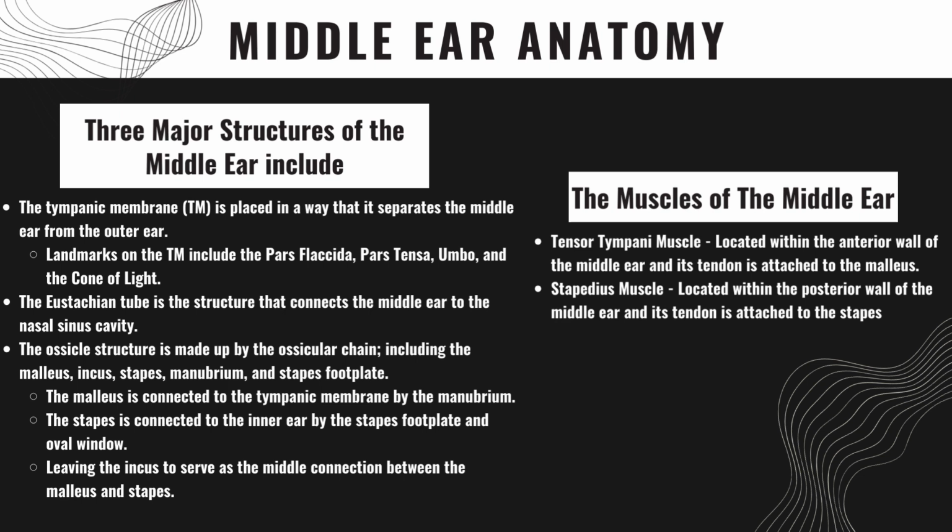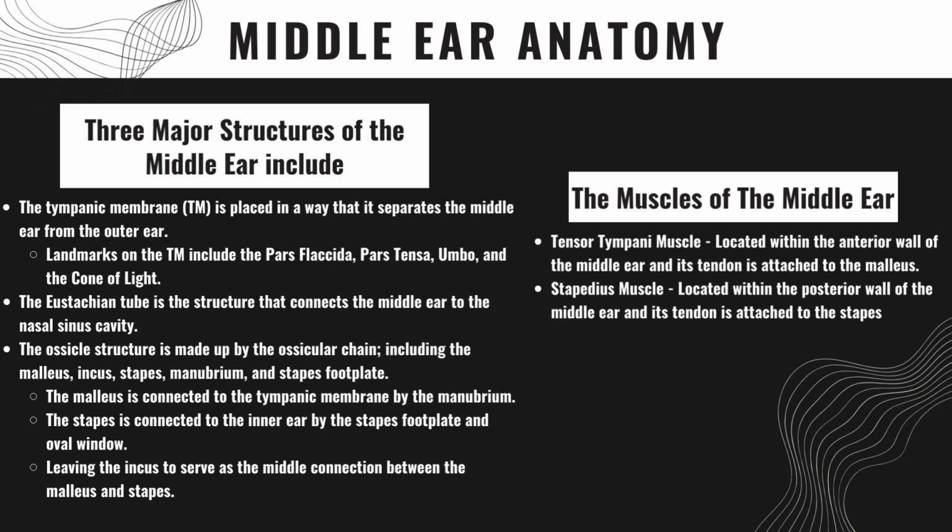The second one we have is the eustachian tube, the structure that connects the middle ear to the nasal sinus cavities. The third one is the ossicular chain, which is made up of the ossicles, including the malleus, incus, stapes, manubrium, and the stapes footplate.